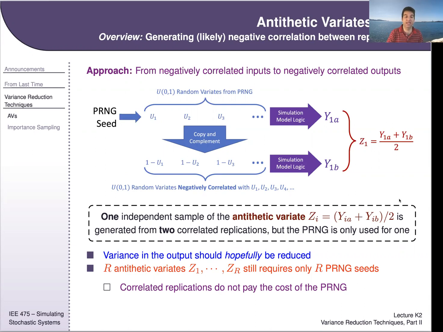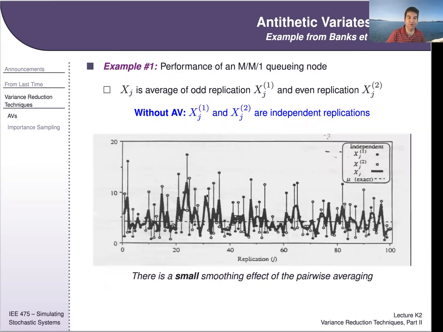And so what does that look like? Well, here's an example from your book. They've simulated one type of system. The filled ones are the odd numbered replications. The unfilled ones are the even numbered replications. And they've artificially paired them up.